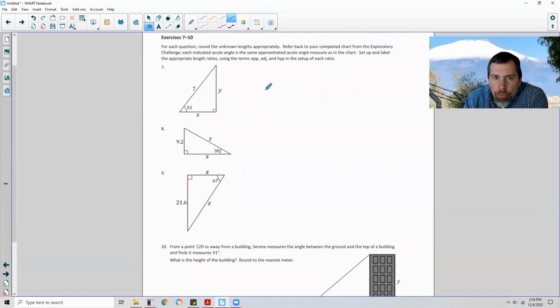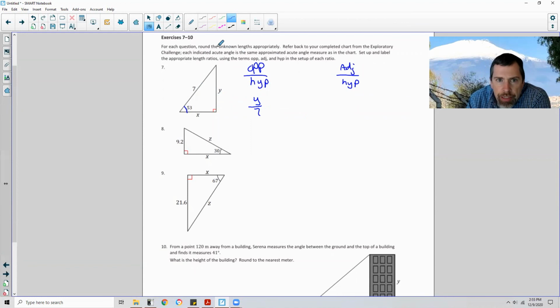Okay, so if we take the term opposite divided by the hypotenuse, and then we come over here and say adjacent divided by the hypotenuse. And this is called a reference angle. The angle that we're referencing, and the sides with respect to that angle, it's called the reference angle. So the opposite of 53 degrees is y, and the hypotenuse is 7.